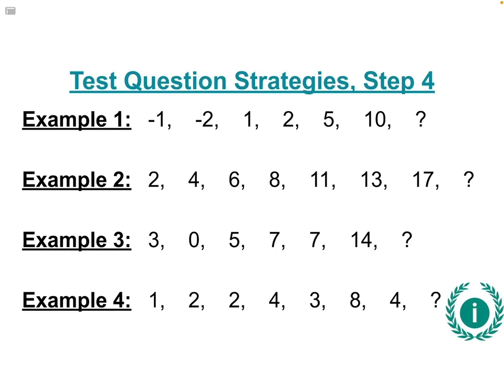If you work through steps 1 through 3 and you still find yourself stuck, then it's time to start considering if there's possibly an alternating or combined pattern going on here. Let's take a look at a few examples. For example 1, the difference between -1 and -2 could be either -1 or times 2. So we'll keep that in mind. -2 to 1 would be +3.